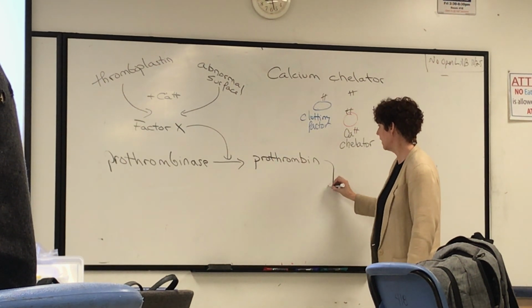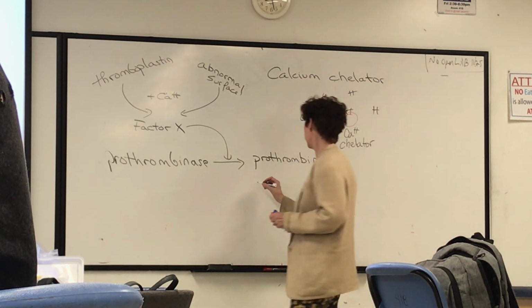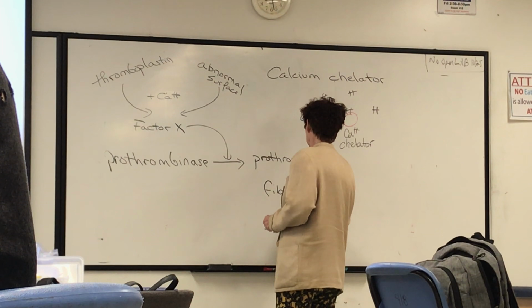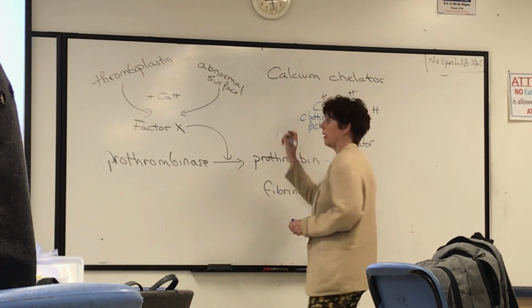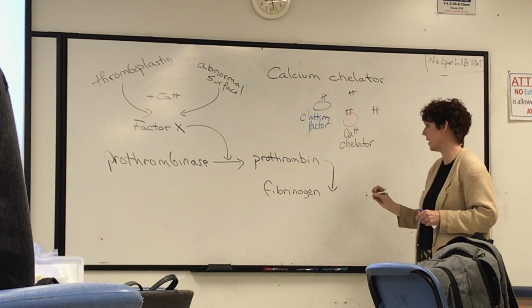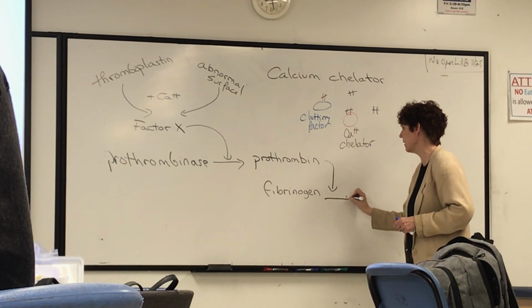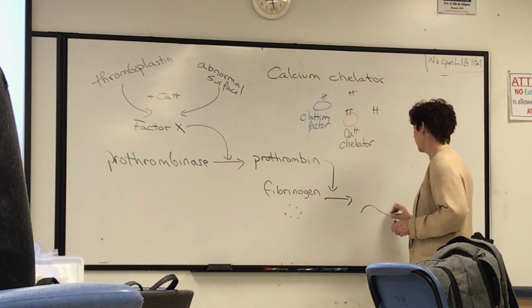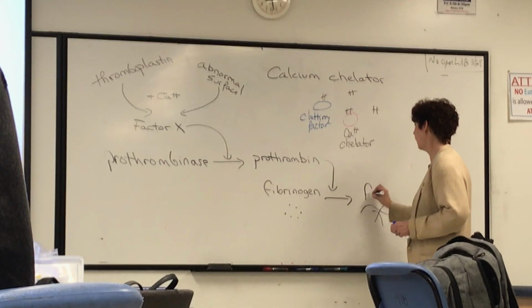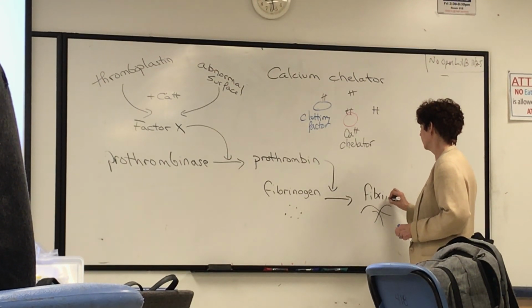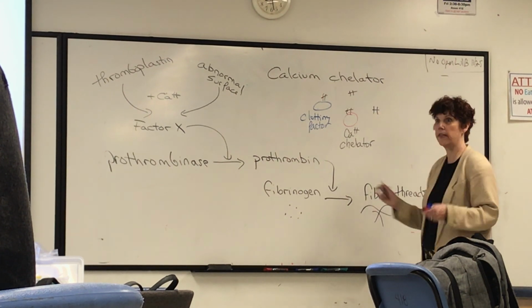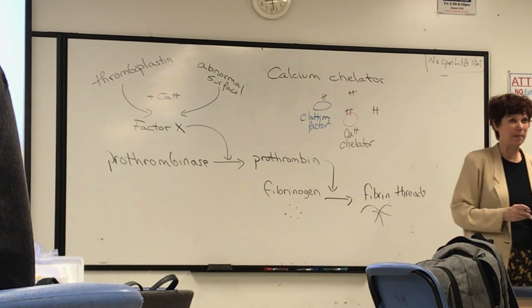Prothrombin acts as an enzyme activator and takes fibrinogen, that was our little soluble protein, and causes it to polymerize. So it's going to take our soluble fibrinogen and cause it to polymerize into fibrin threads. And those trap the water molecules.